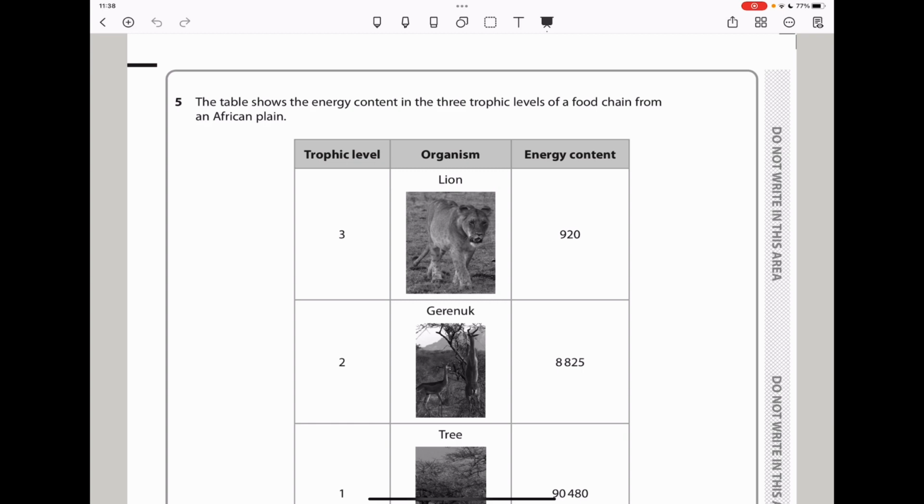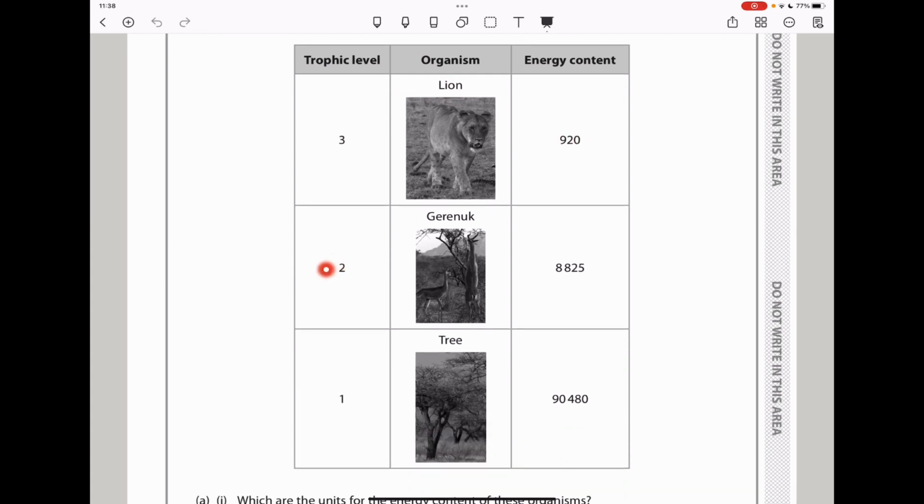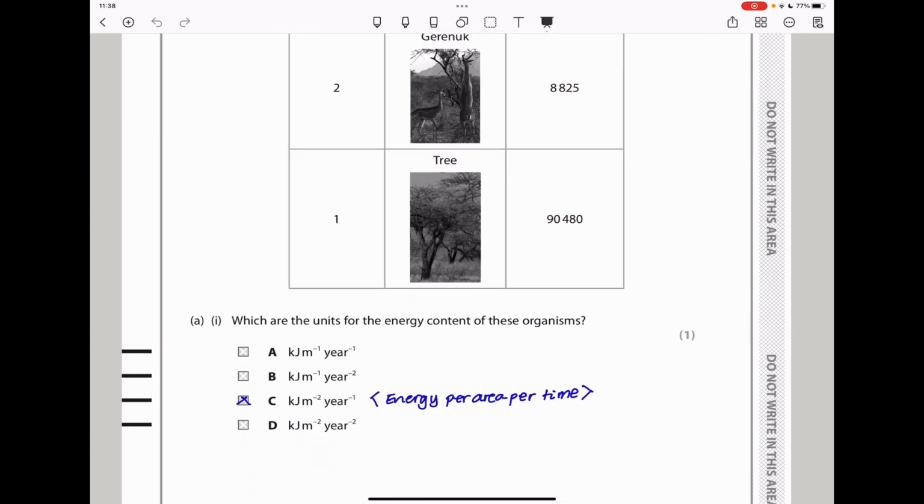Let's begin with question 5. It says, the table shows the energy content in 3 trophic levels of a food chain from an African plain. So in trophic level 3, we see there is a lion and that is the energy present. In trophic level 2, there is a Garanox and that is the energy present. And in trophic level 1, we have the tree and that is the energy present in there.